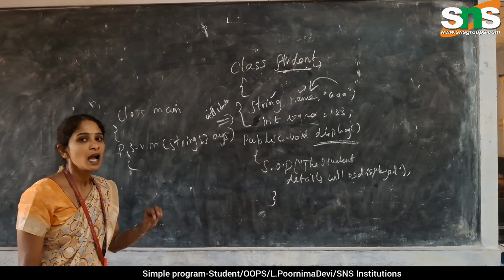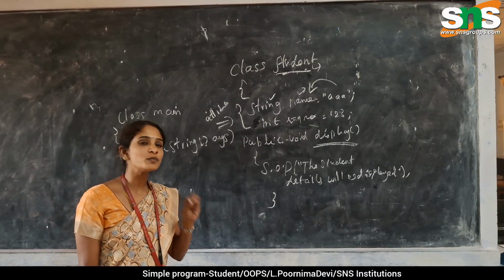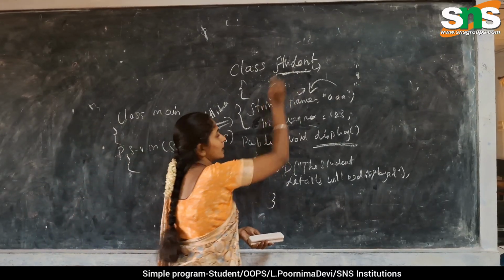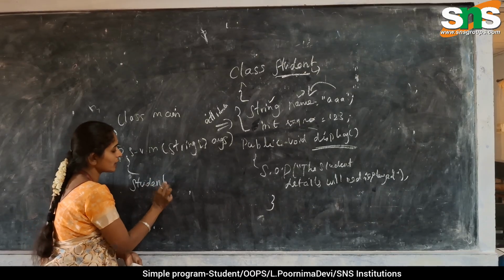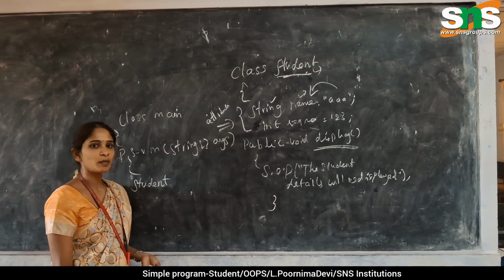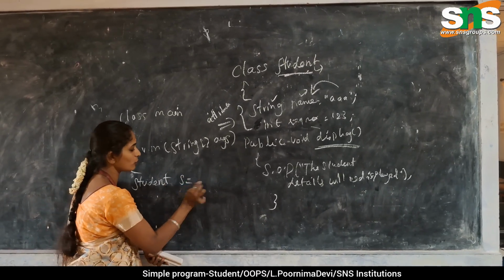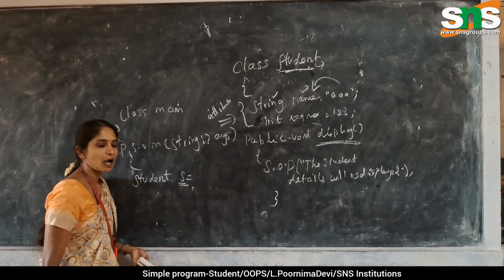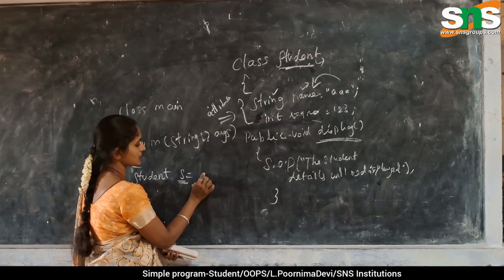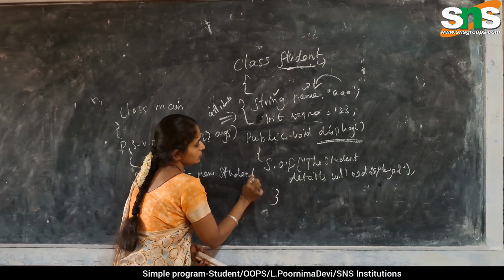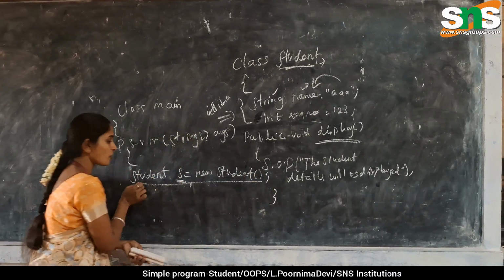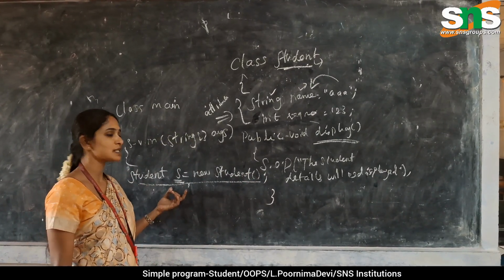After that I have to create an object for that particular class Student. The syntax is class name, object name equal to new class name. So I create a Student object with the name S: Student S equal to new Student(). This is the syntax for creating an object. This is the process.